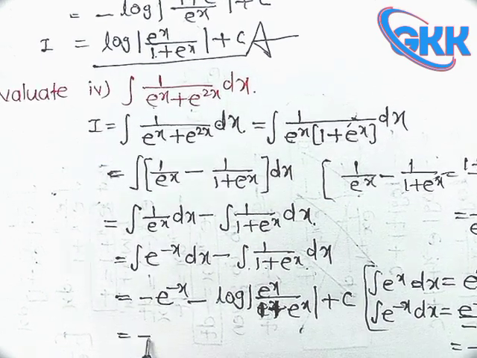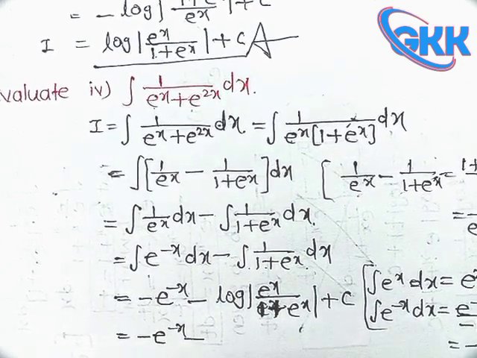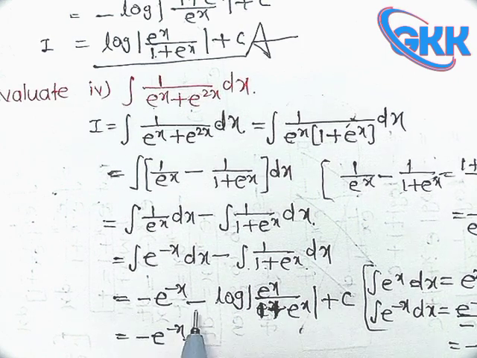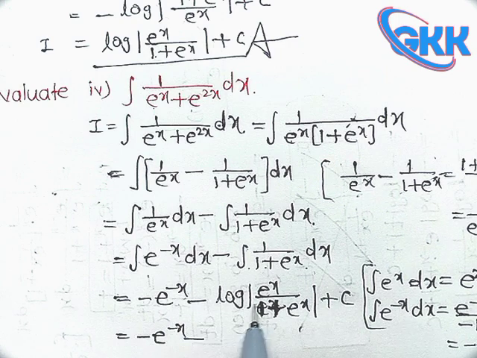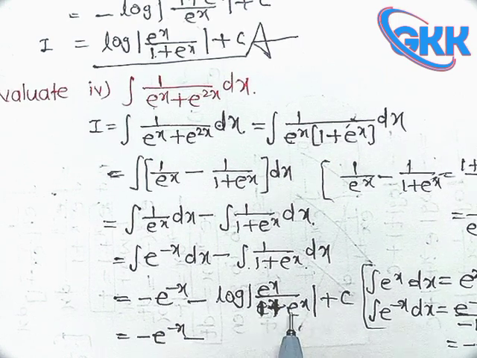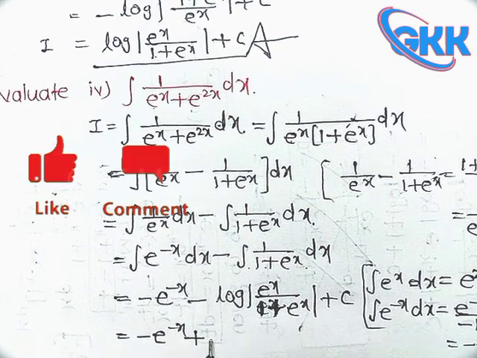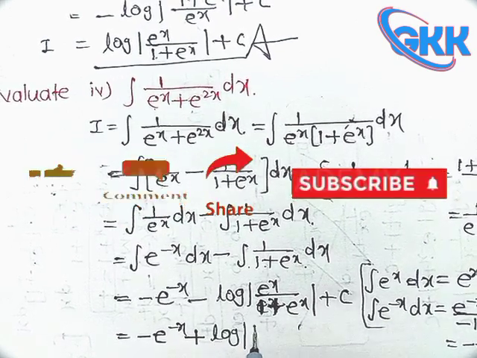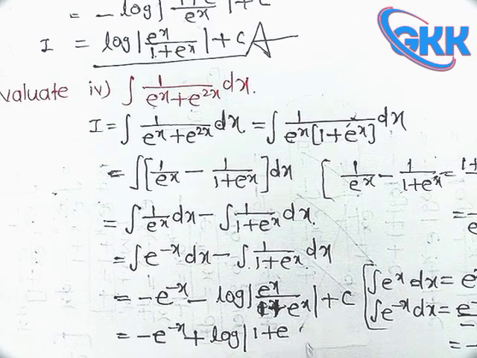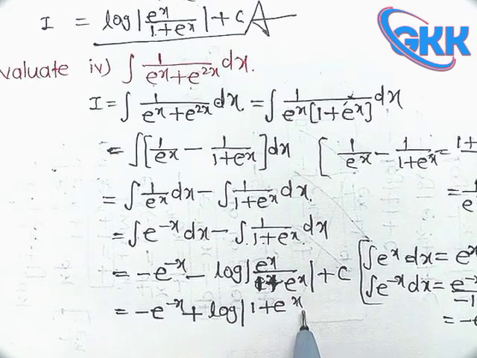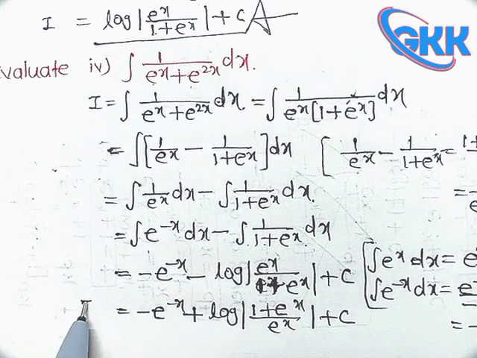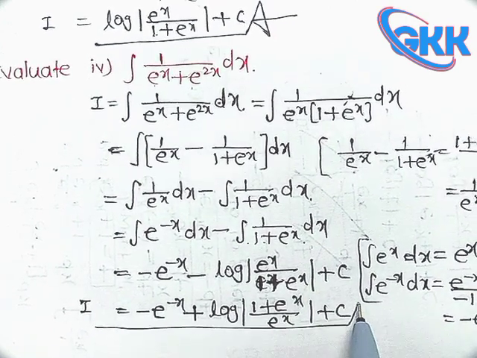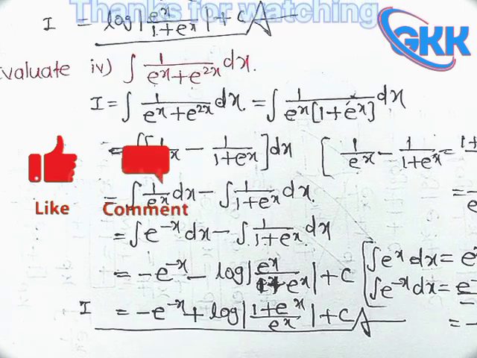Now minus e power minus x minus, here if minus is there in front of the logarithm, you can interchange numerator as denominator and denominator as numerator. So you write plus log mod 1 plus e power x upon e power x plus c. This is our final answer. Thank you.